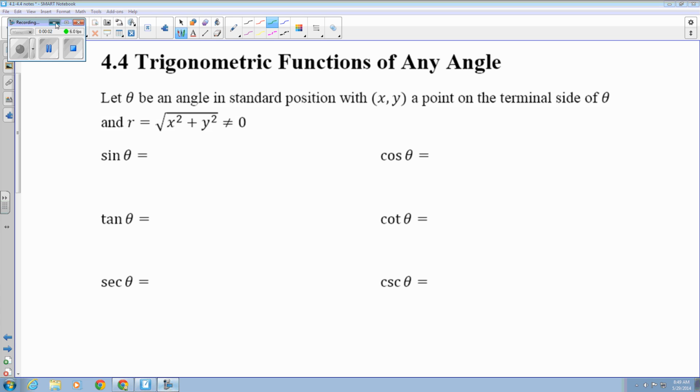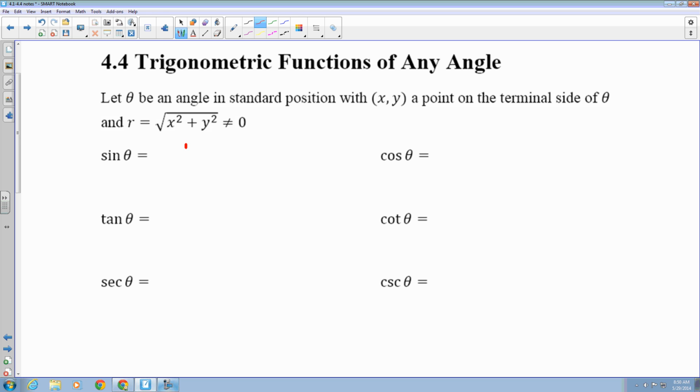Alright, we're starting section 4.4, which is trig functions of any angle. So that would be any angle theta that's on a point x, y on the terminal side of theta. This is when you are not on the unit circle, so your radius is something other than 1. Remembering that sine was y on the unit circle, it's also going to be y here, but we have to take into account the radius.